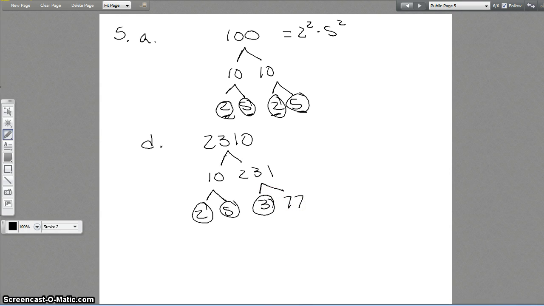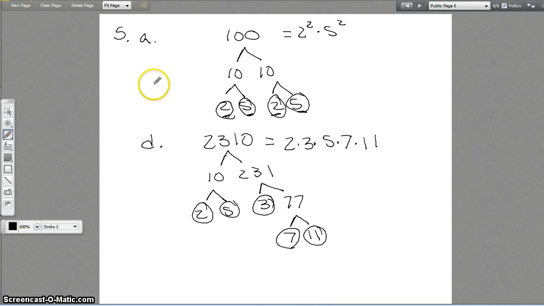Well, 3 is a prime factor, so I'm going to circle that because we can't break it down any further. 77 we can break down into 7 times 11, and those are both prime factors, so I'm going to circle those. So 2,310 is 2 times 3 times 5 times 7 times 11. We want to write these in numerical order, and if we have the same factor show up more than once, we need to indicate that with a square or a cube or a fourth power, whatever number indicates how many times that shows up as a factor.